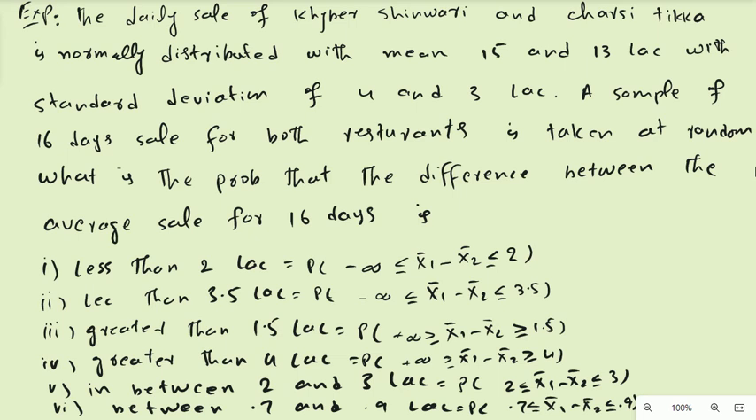Well, today we are going to discuss the application of the standard normal distribution in the sampling distribution for the difference between two sample means. To understand this, let us take an example.